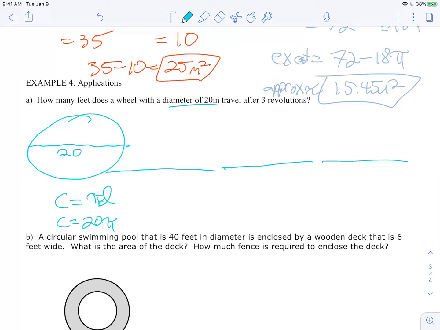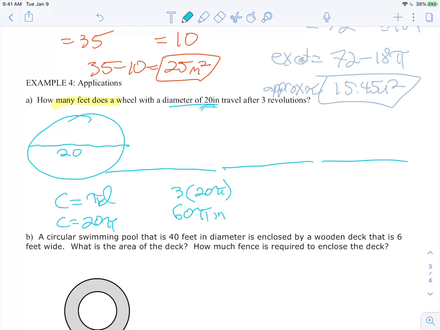And how many times does it travel with 3 revolutions? So it's just basically 3 times the diameter, which is 60 pi. And most students would just stop right there. They'd be like, oh, this is easy, I got it. However, you got to read. It says how many feet does it travel? And you're given this in inches. So this is 60 pi inches.